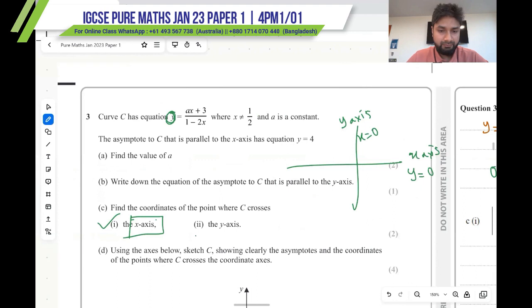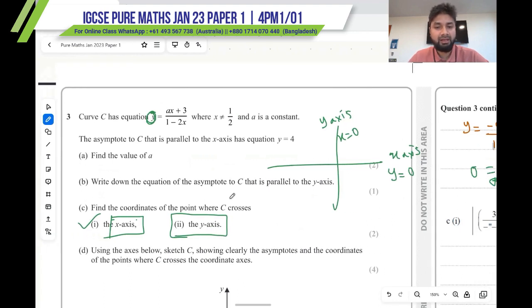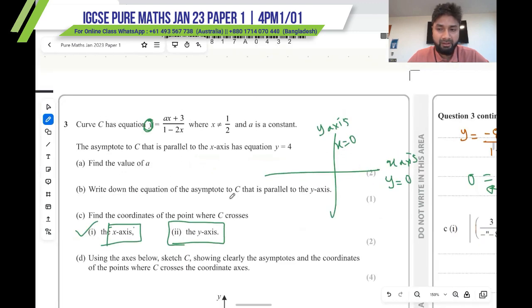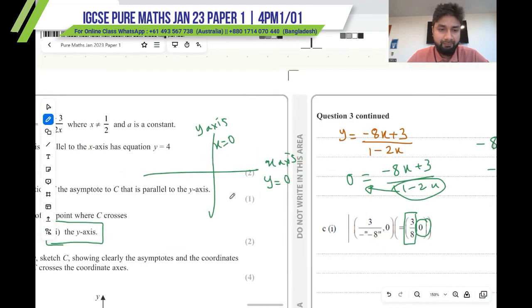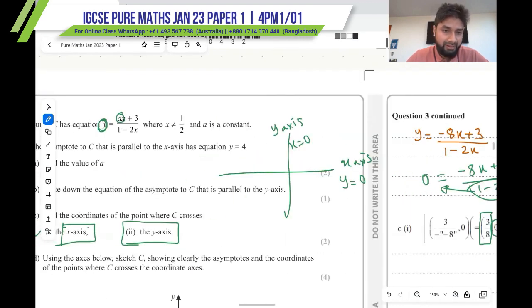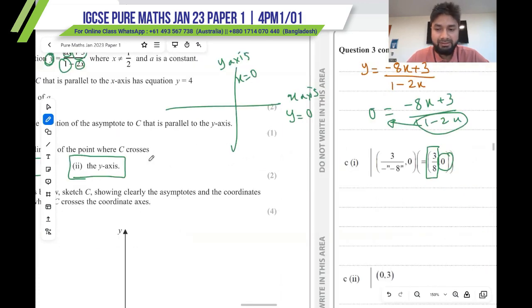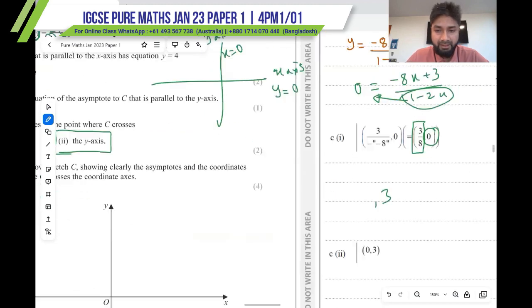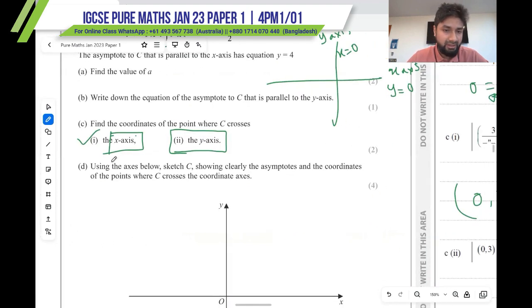Now, what's the next one? The next one asks for the coordinates where the curve crosses the y-axis. You already know that to find the coordinates on the y-axis, we have to put x as 0. When we put x as 0, we will only be left with 3 and 1 here. So finally the value of y will be 3 and the x coordinate will be 0. So now we have the coordinates for the x-axis and the coordinates for the y-axis.